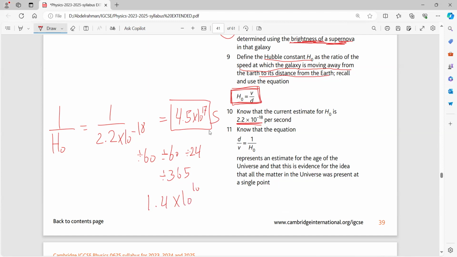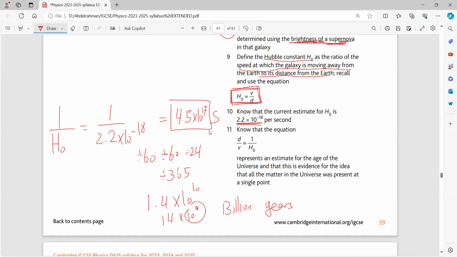Yes, this is correct, which is 14 times 10 to the power of 9. Times 10 to the power of 9 means a billion. So 14 billion years, which is correct. So when they ask us for the age of the universe, we just do 1 over H naught and that's it.